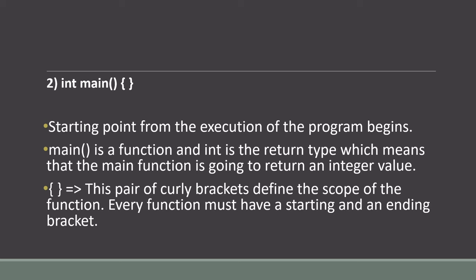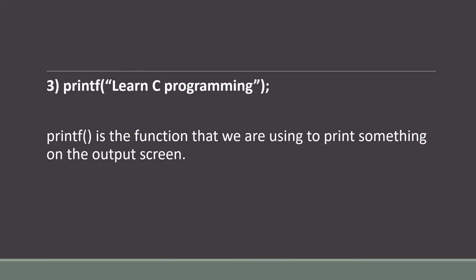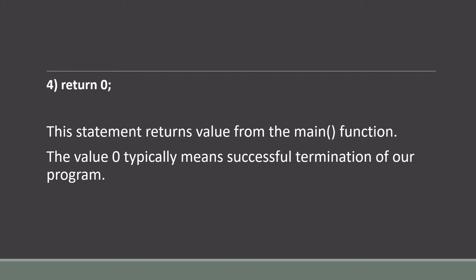Third line is printf, learn C programming. Learn C programming is what we want to display on the output screen. Printf is the function that we are using to print something on the output screen. We have imported printf from the header file. The last statement is the return statement. This statement returns a value from the main function. The value 0 typically means successful termination of our program.